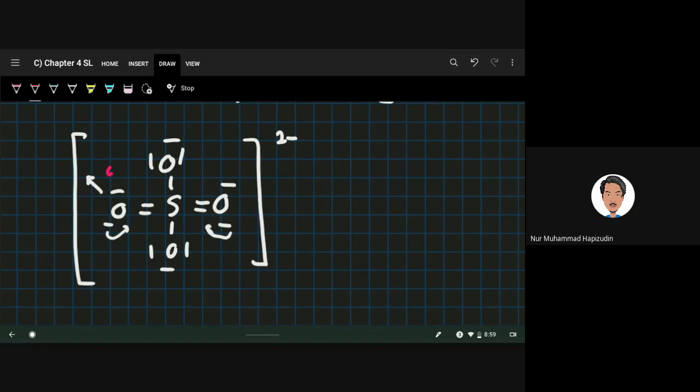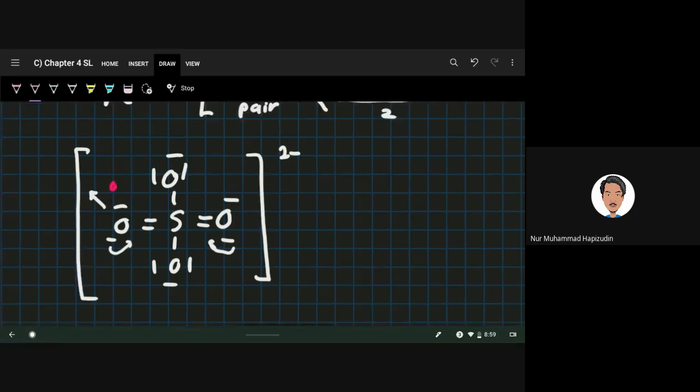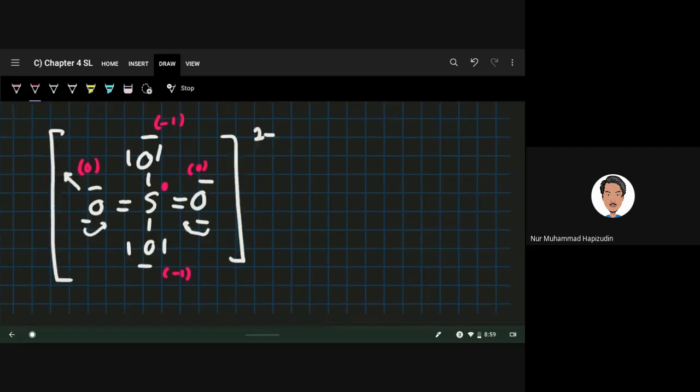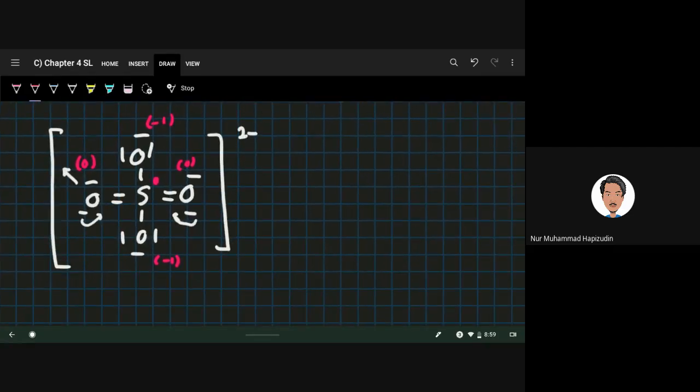Akan dapat 0. Yang atas ni kamu akan dapat negative 1, 0. This one is 0. This one is negative 1. Sulfur, sulfur 6. 1, 2, 3, 4, 5, 6. Okay, 0. Nampak tak? How many 0 kat dalam tu? 1, 2, 3, 4.